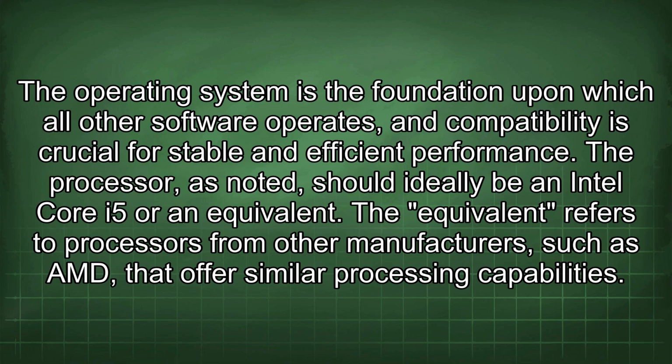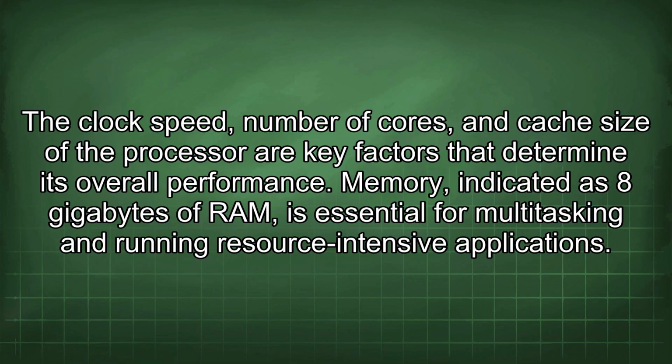The equivalent refers to processors from other manufacturers, such as AMD, that offer similar processing capabilities. The clock speed, number of cores, and cache size of the processor are key factors that determine its overall performance. Memory, indicated as 8 GB of RAM, is essential for multitasking and running resource-intensive applications.